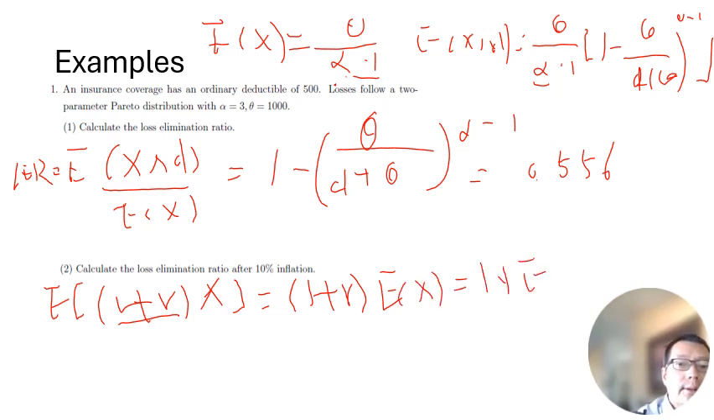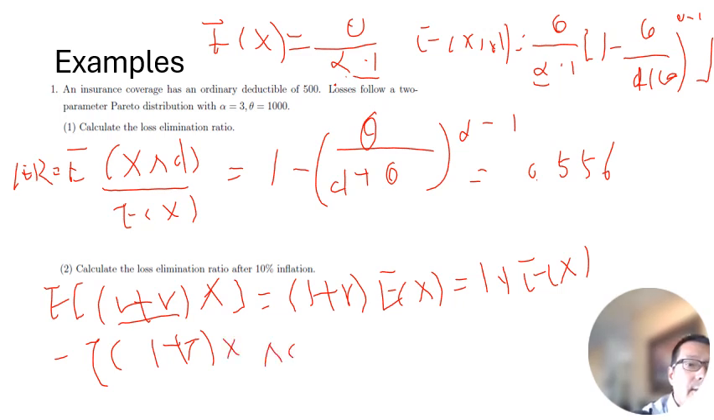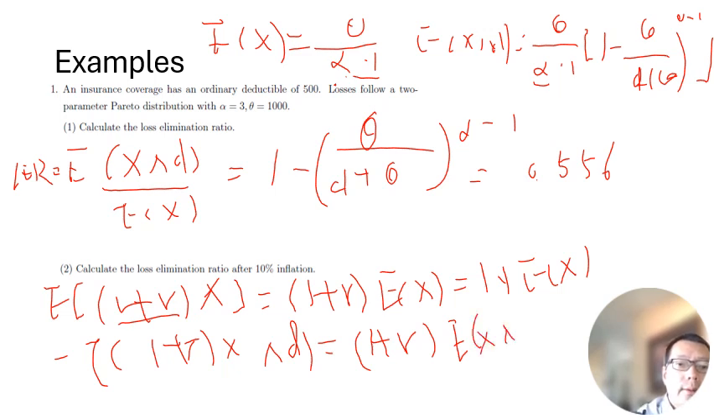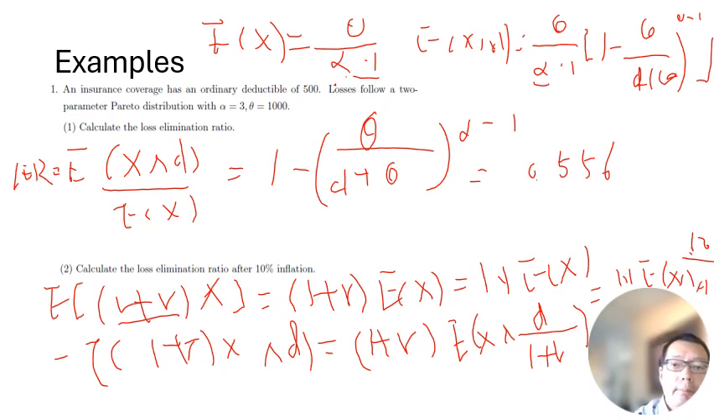1.1 E[X]. Similarly, if we are talking about the expected value of (1 plus r) times X, but capped at d, when you pull this 1 plus r out of the equation, you have to put d divided by 1 plus r. So d is 500, now it becomes 500 divided by 1.1.